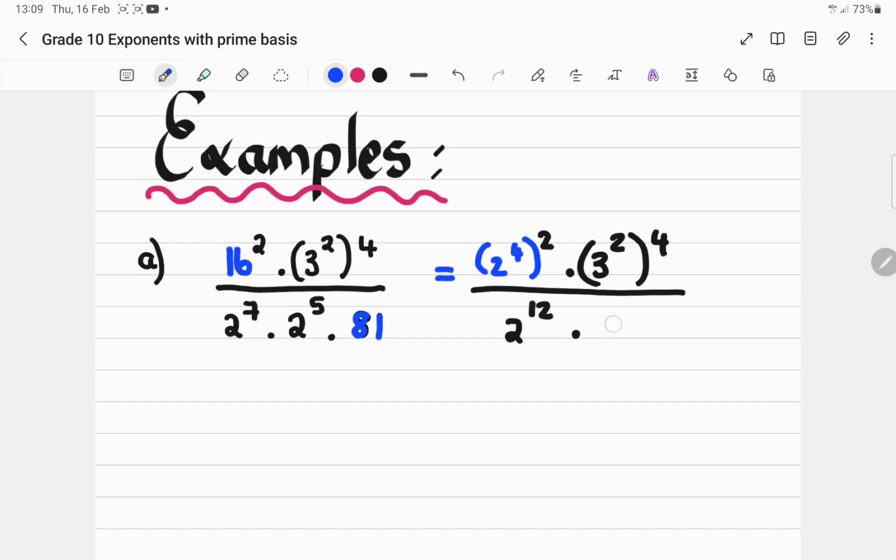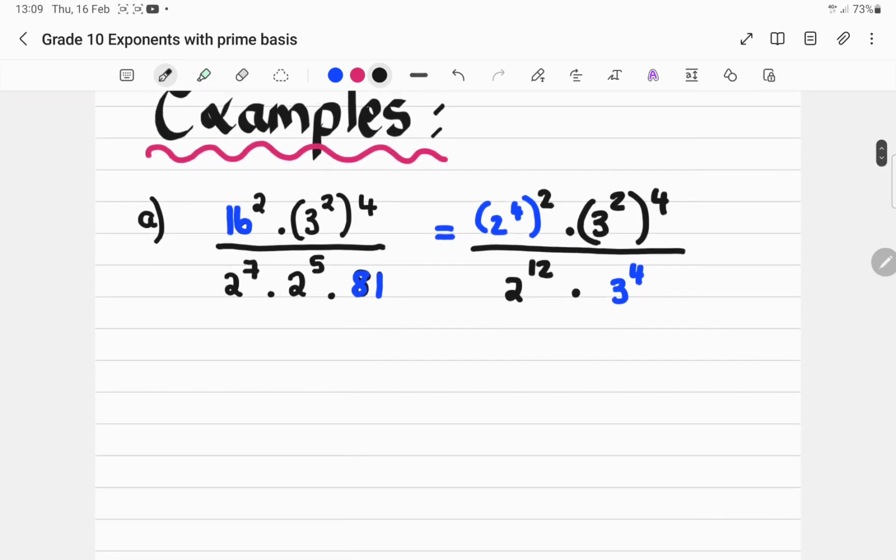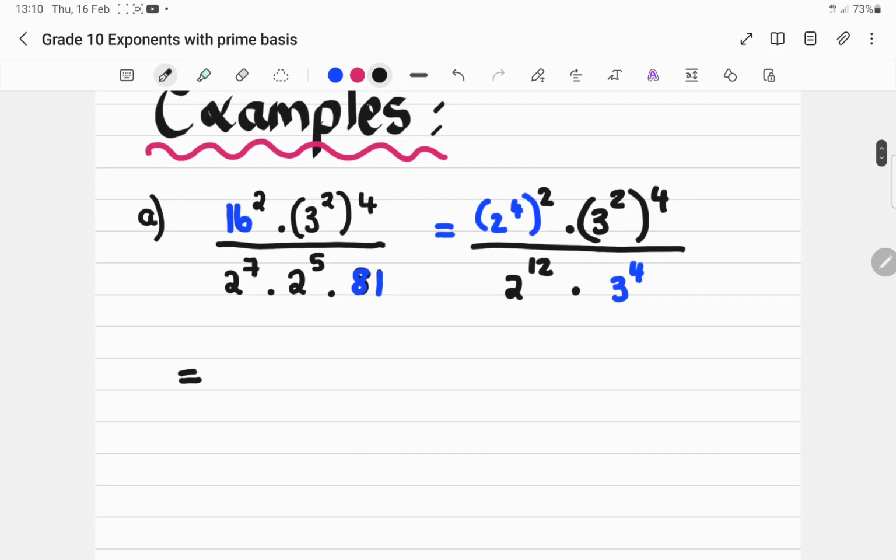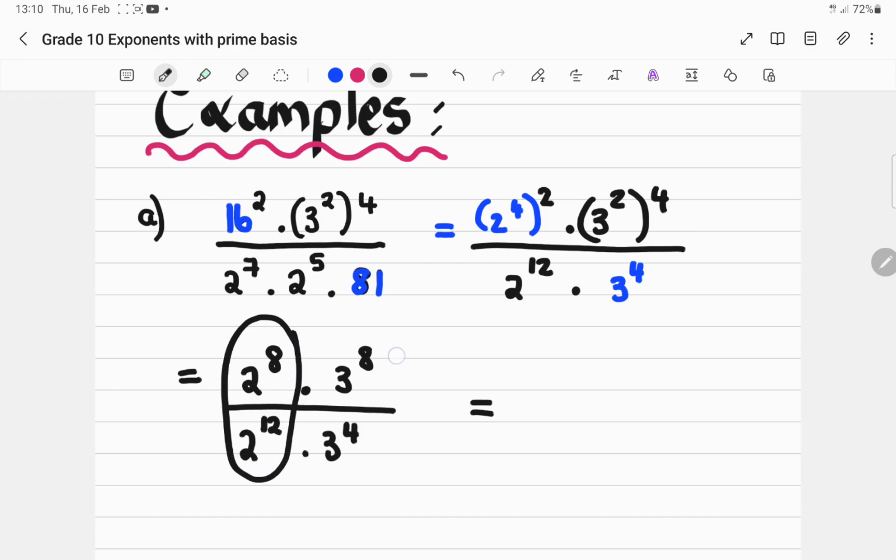And it gives you 3 to the power of 4. So that is easy enough. So you make the non-prime numbers a product of their primes. Then we're going to further simplify. 2 to the power 4 times 2 is 8, times 3 to the power 2 times 4 is 8, over 2 to the power 12 times 3 to the power of 4. Okay, and then upstairs, there's nothing I can multiply with. Downstairs, no prime bases. So I'm going to go upstairs, downstairs like this.